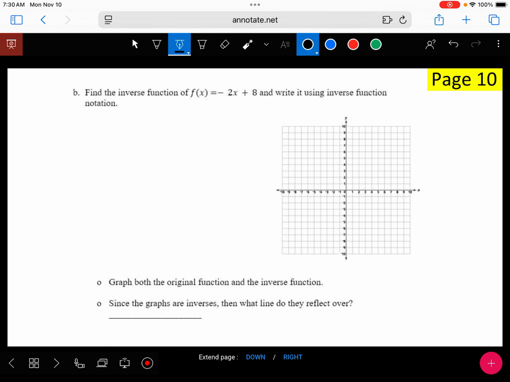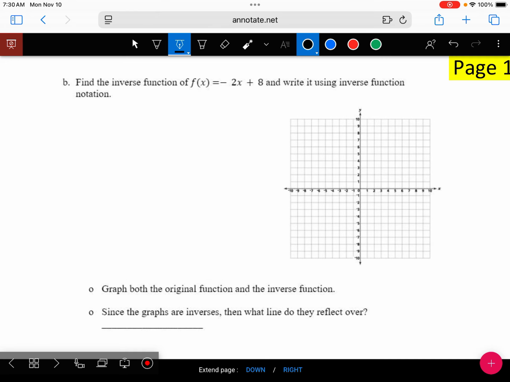Okay, so let's do this one, but this time we're going to graph it. So let's start off by graphing this equation, f of x equals, actually I'm going to write it with a y. So let's start off by graphing y equals negative 2x plus 8. So the slope is negative 2 over 1. The y-intercept is 8.